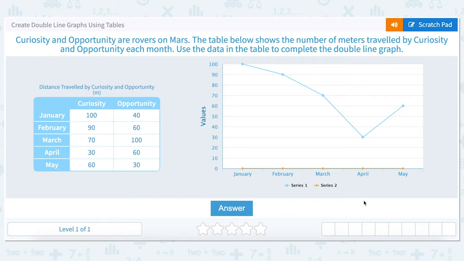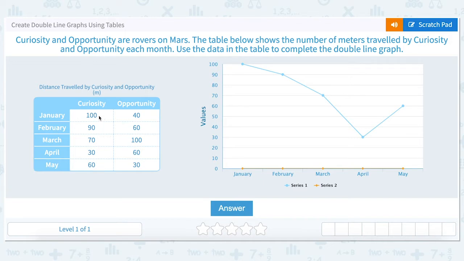Let's look at what is already graphed. We have the data for Curiosity already graphed on the line graph. Let's double check and make sure all the data is correct. First, let's look at the table. Here we have the data for Curiosity. Let's confirm each data point.